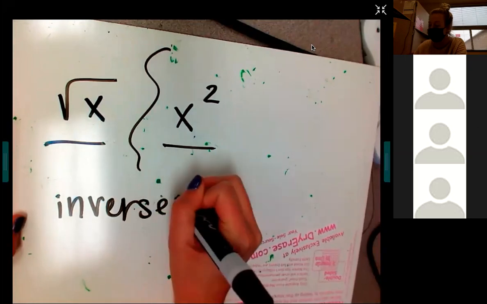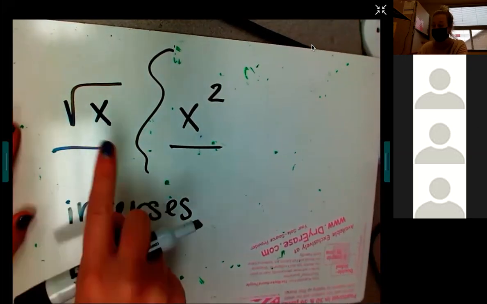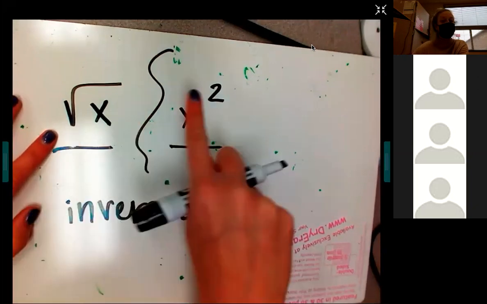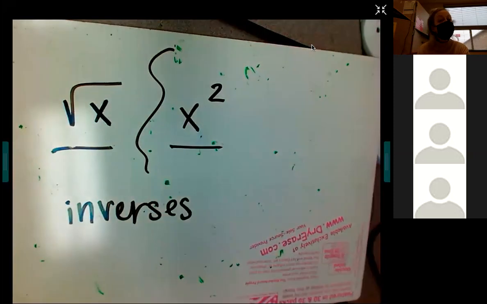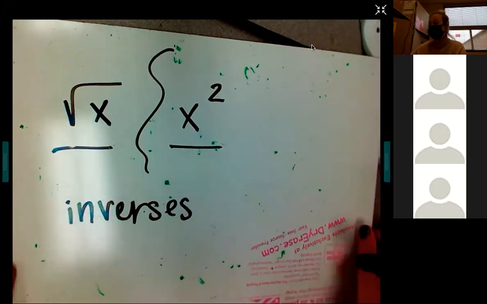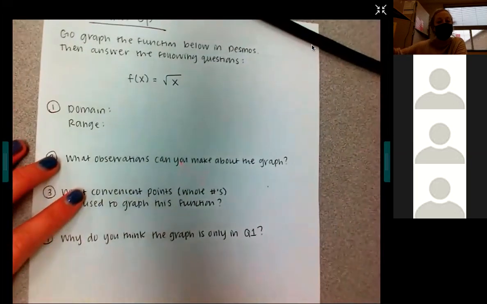Square root functions and quadratics are inverses of each other. Taking a square root is just the opposite of squaring something, right? So these are going to be very similar to quadratics, just a lot of the ordered pairs are going to be reversed opposites, okay? So that's why we do these together. We'll talk about the domain and range in a second.